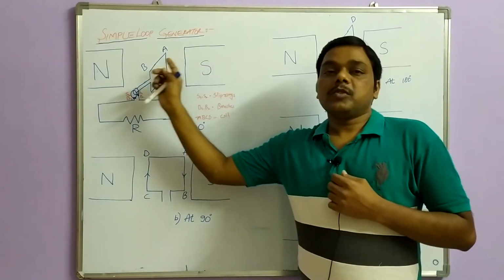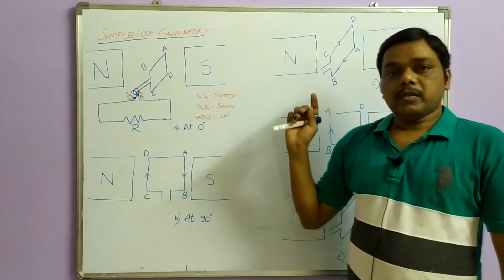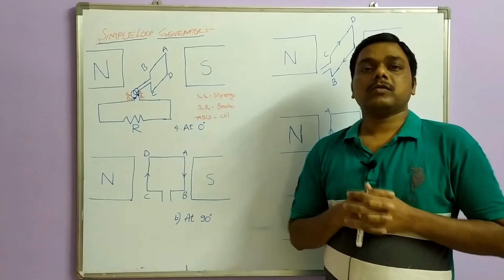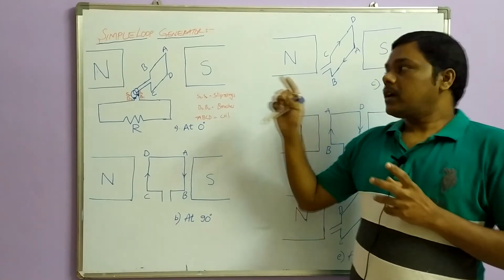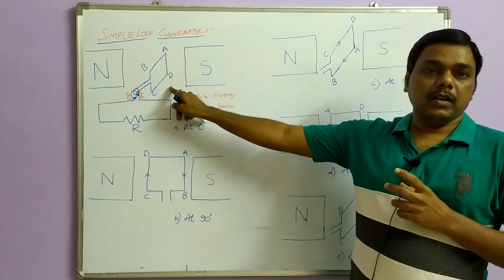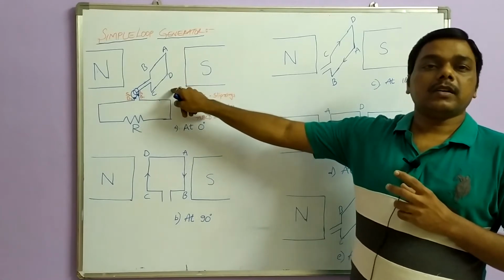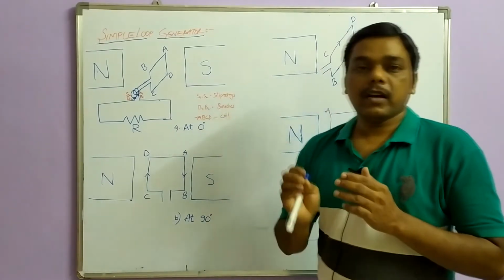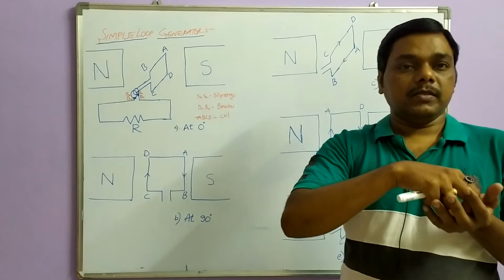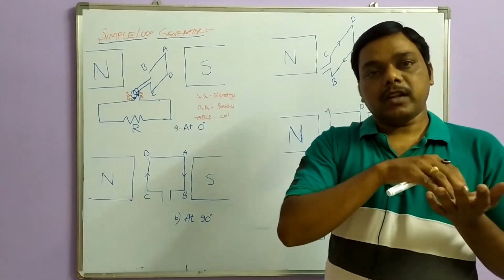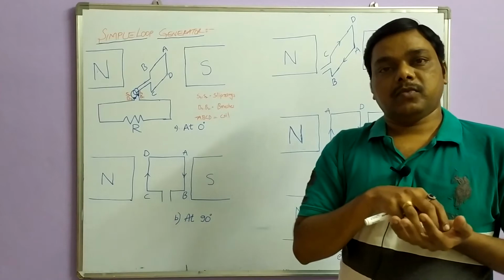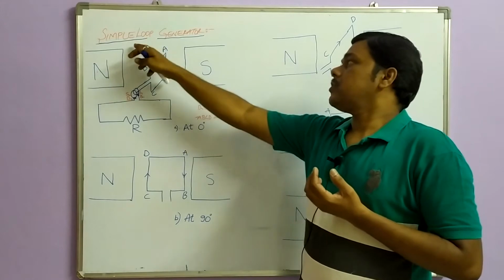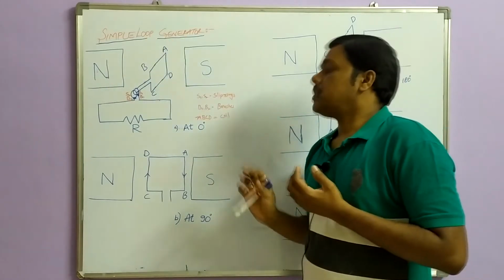The basic working principle of generators depends on Faraday's laws of electromagnetic induction. So what is Faraday's law of electromagnetic induction? When a conductor is placed in a magnetic field and flux cuts this conductor, EMF will be induced in the conductor. So, depending on this, we are going to discuss the working principle of a simple loop generator.